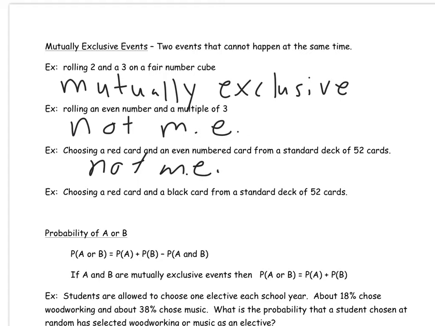Okay, choosing a red card and a black card from a standard deck of 52 cards. Are there any cards that are both red and black? No, so that is mutually exclusive. Can't do both of those at the same time.